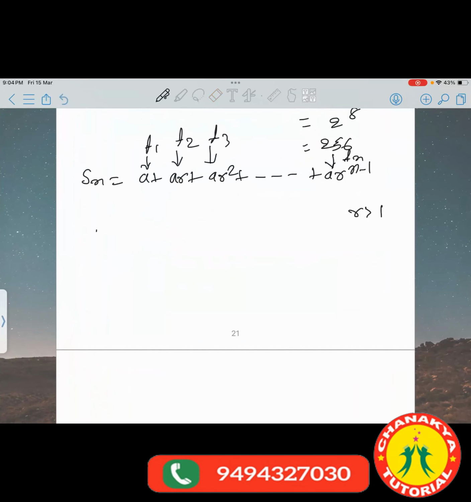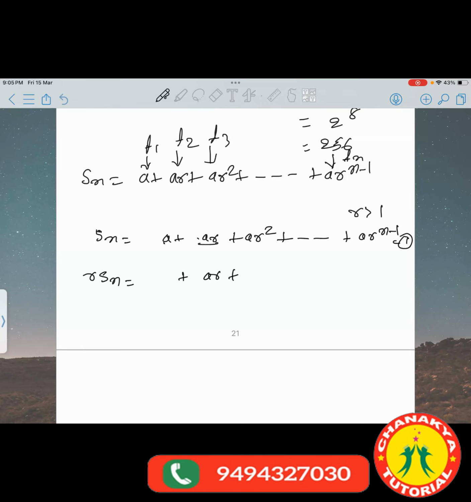First of all, Sn is basically a plus ar square, like that, up to ar power n minus 1. In this we can't directly add, so you can apply the difference method for solving this question. So multiply by r here. Let this be equation 1. Multiply equation 1 by r to get r Sn, and leaving the first term, write the terms: a multiplied by r gives ar, right?